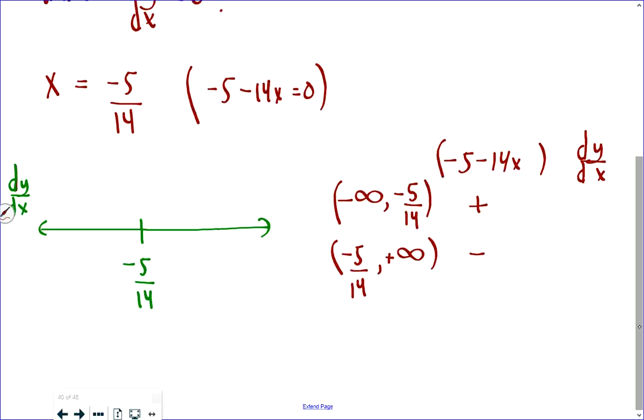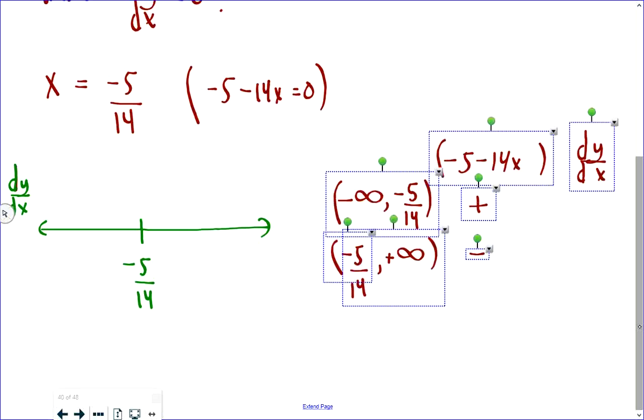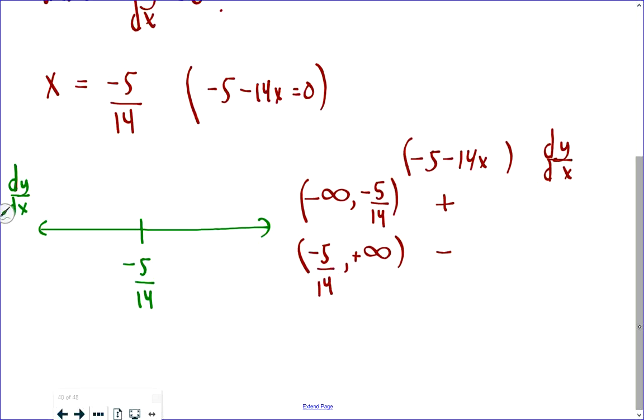So what does that mean? It means that dy/dx, and I have to add another column, is positive in this interval and negative in this interval. And what is that telling us? It's telling you y is increasing then decreasing, which you could have figured out by just looking at the fact that it's a parabola that opens down.